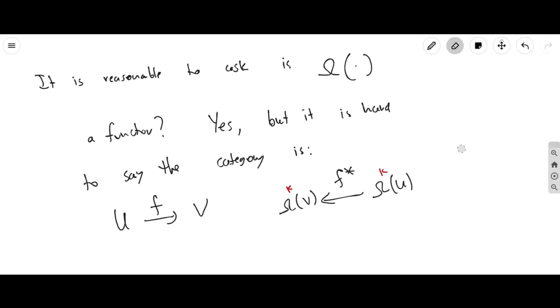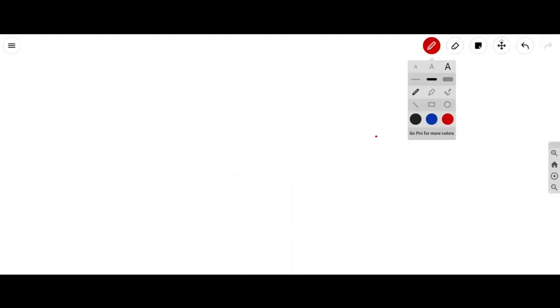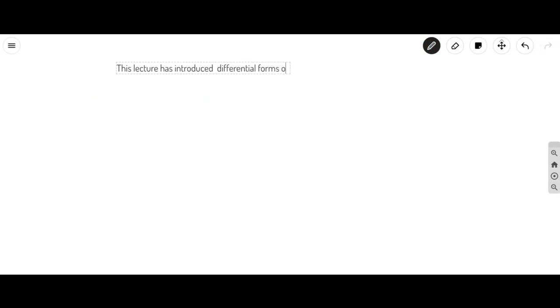So let's just say this. All right, this class, this lecture has introduced differential forms on Euclidean open sets. Next time we will generalize and define differential forms on smooth manifolds.